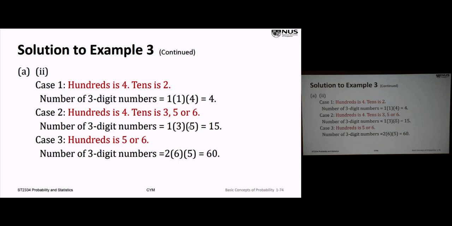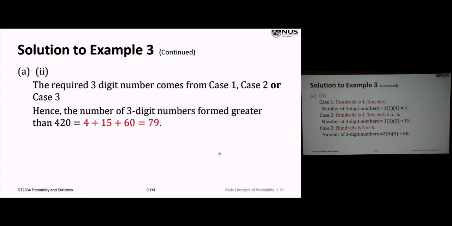Case 3, if I take the hundreds as 5 or 6, obviously I'm going to have 500 something or 600 something, that's great. After I've chosen 5 or 6, it doesn't matter what I do next, because I can choose any of the numbers left. I've chosen 1, so I've got 6 left over. I've chosen 2, I've got 5 left over. So I have 2 times 6 times 5, multiplying these things together. Okay, so those are my 3 cases.